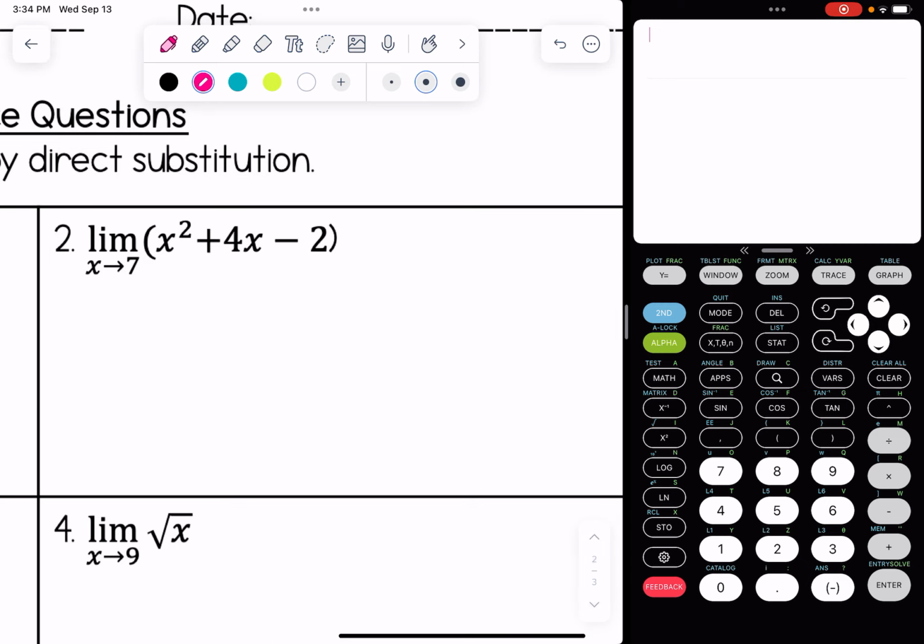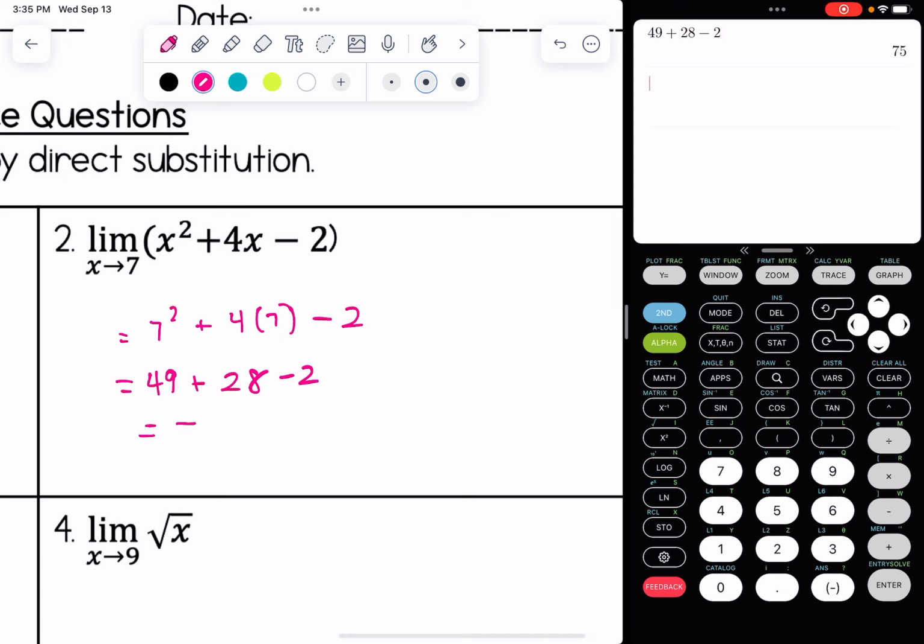Number 2, the limit as x approaches 7 of x squared plus 4x minus 2. So we're going to plug in, that's equal to 7 squared plus 4 times 7 minus 2. That's 49 plus 28 minus 2. And we are going to get 75 as our limit.